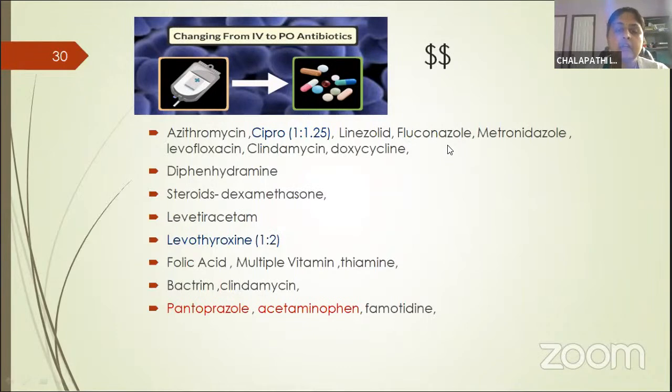Also commonly, pantoprazole and acetaminophen are drugs which are known for misuse in the IV form in the hospital setting. That is very expensive. So wherever possible, if the patient is able to swallow and has no absorption issues, it is always better to give oral than IV.